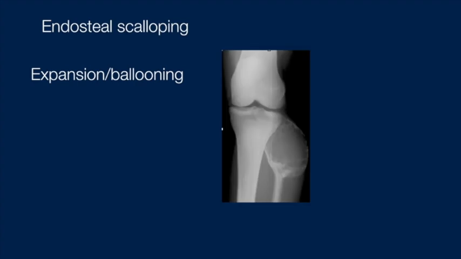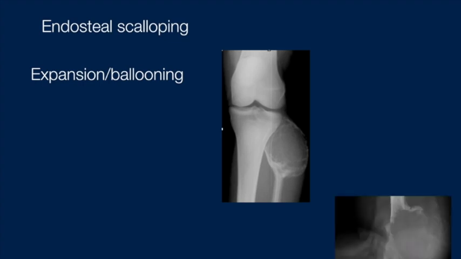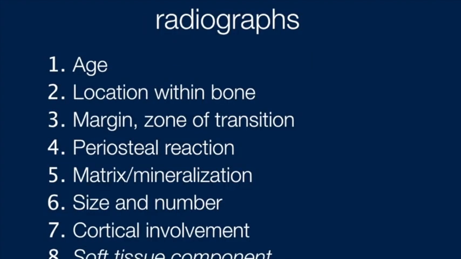Cortical involvement, and some examples are endosteal scalloping, where the tumor or the lesion comes from the inside of the bone and scallops the cortex. It can actually expand the cortex, causing ballooning in this lesion, showing well-defined margins but expanded cortex. A destroyed cortex here in a lesion that appears very aggressive, and this is a giant cell tumor, which is generally considered benign. So another example of an aggressive lesion.